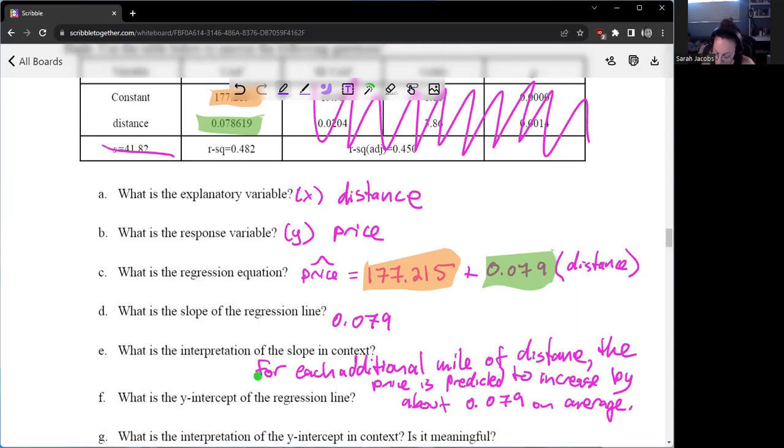So again, that sentence stem: for each additional unit of the explanatory variable, the response variable is predicted to increase, or decrease if the slope is negative, by about whatever the slope is, on average. You need those words: predicted, about, average. This is a prediction equation. Regression equations don't tell you what will happen. That's magic, not math. This is based on the data we have. The trend would predict this value. You may get a different actual value.